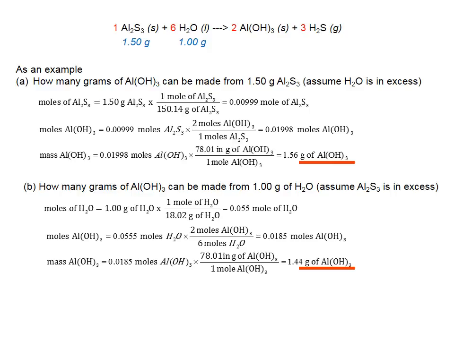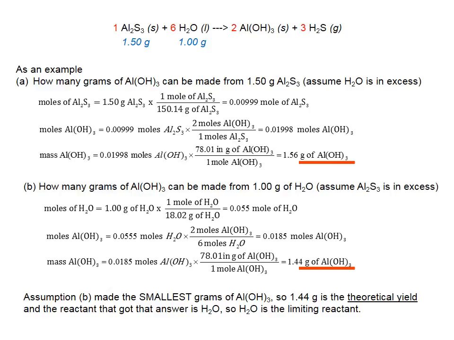And so from this, I now can say, oh, 1.44 grams is smaller. That means that the assumption that water is the limiting reactant was the correct assumption, and that means that 1.44 grams would be considered my theoretical yield. And it also means that the answer is water is the limiting reactant. So this is how we're going to generally approach these limiting reactant problems. They're kind of long and tedious, but if you follow the steps of stoichiometry, it will always work.